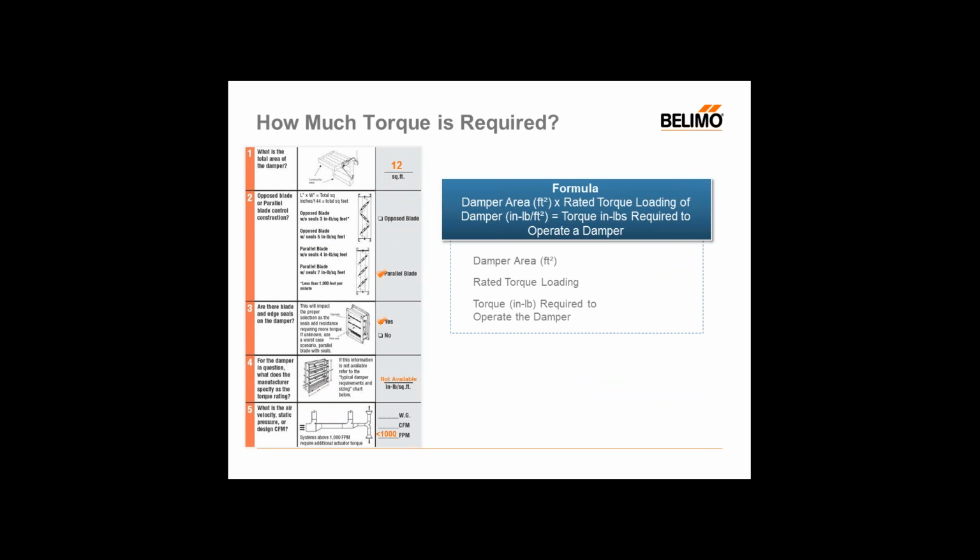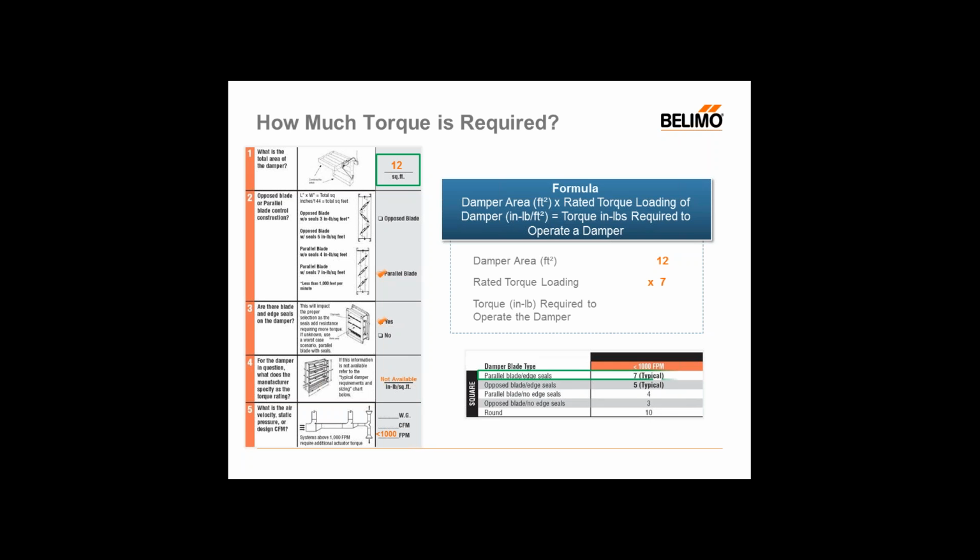Now, let's say we take the same size damper and the blade construction is different. So the configuration, the opposed blade is now a parallel blade. So square footage is the same, but torque loading will change because of the configuration. So instead of 5, now it's 7 inch-pounds per square foot. So 12 times 7 gives you 84 inch-pounds required to operate that damper.